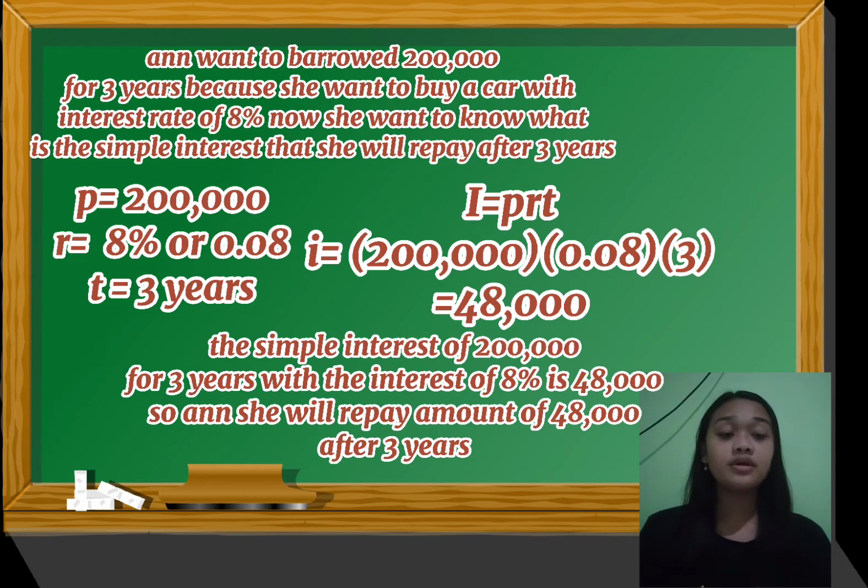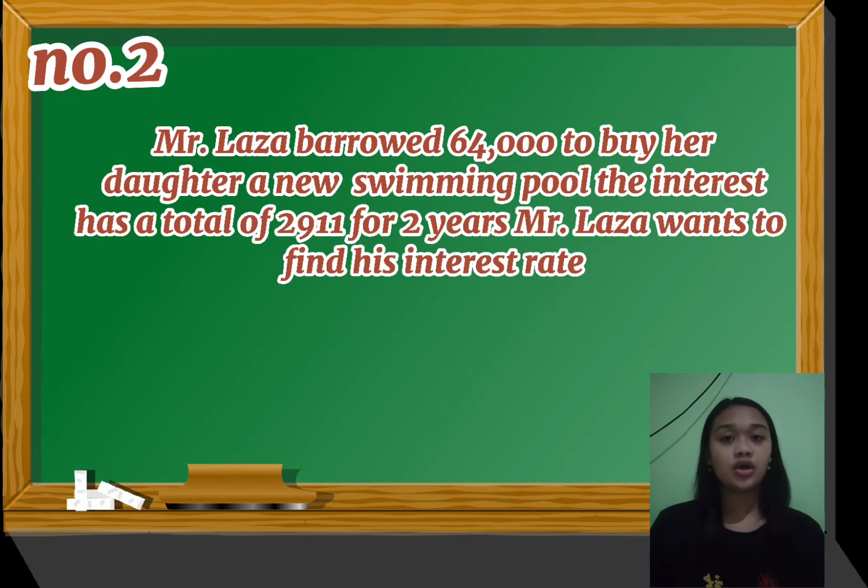So our simple interest is 48,000. The simple interest for 200,000 for 3 years with the interest rate of 8% is 48,000. So Anne will repay an interest amount of 48,000 after 3 years. So let's proceed to the second one.